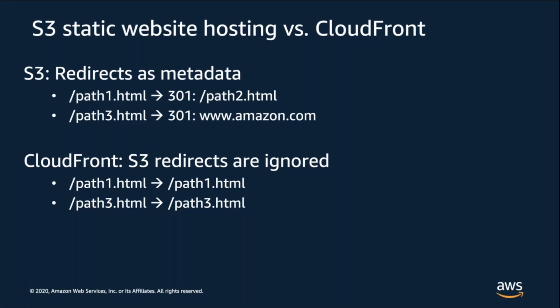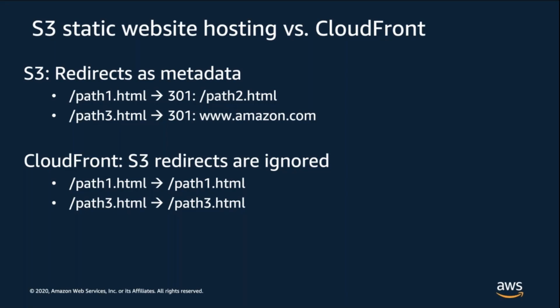So when you upload an object to S3, you can specify the redirect that should take place when a user requests that object. So for example, path1.html should be redirected via a 301 to path2.html on the same domain. Or you can say something like, if someone requests path3.html, they should instead be redirected to a completely different domain like www.amazon.com. If we made our bucket private and therefore turned off static website hosting, we would lose the server-side redirect functionality.